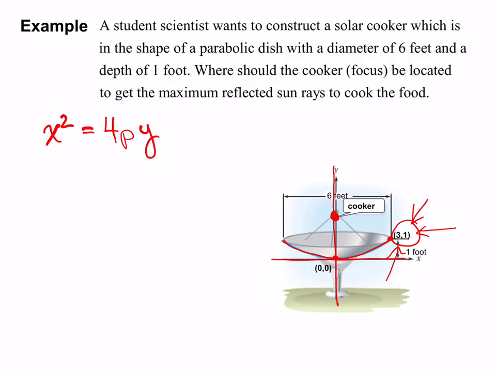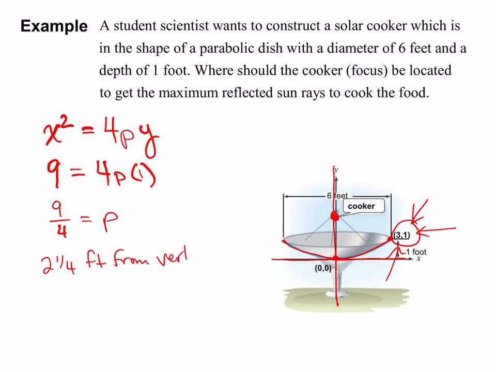And since you know that point, you know an x and a y. So we just plug in our x and our y. So we have 9 for 3 squared equals 4 times p times 1. Solve for p. We get 9 over 4 equals p. So that's what, 2 1/4? 2 1/4 feet from the vertex is where you need to put the cooker. Okay? All right.